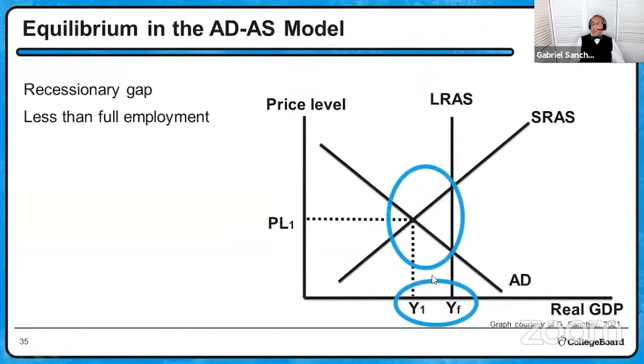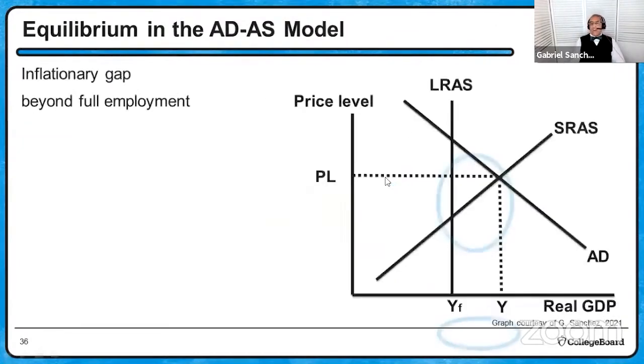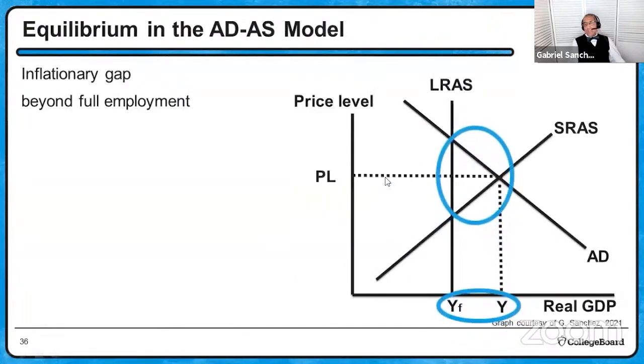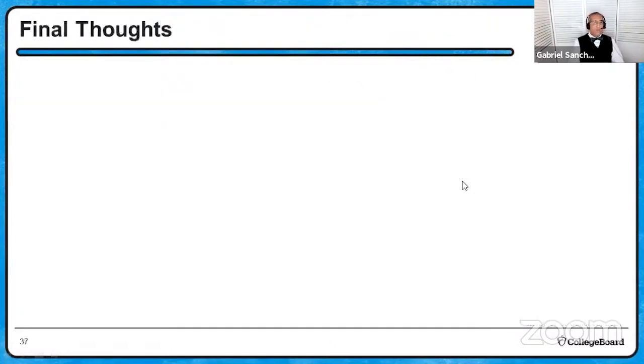The other state of the economy is a recessionary gap, or we are less than full employment. Here we can see that Y1 is to the left or less than. And remember, we are to the left and we are less than the long run. So think about your L's. This is a recessionary gap. And finally, the last choice is beyond full employment. Here we can see Y is to the right of full employment, to the right of the long run. This is an inflationary gap. We are beyond full employment.